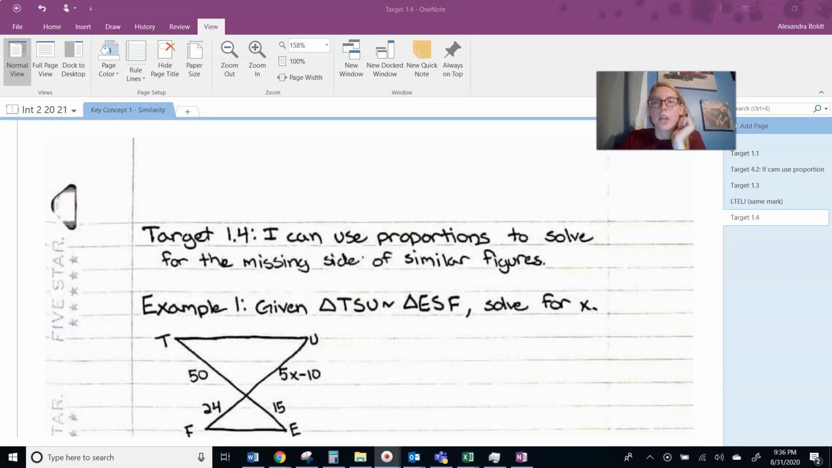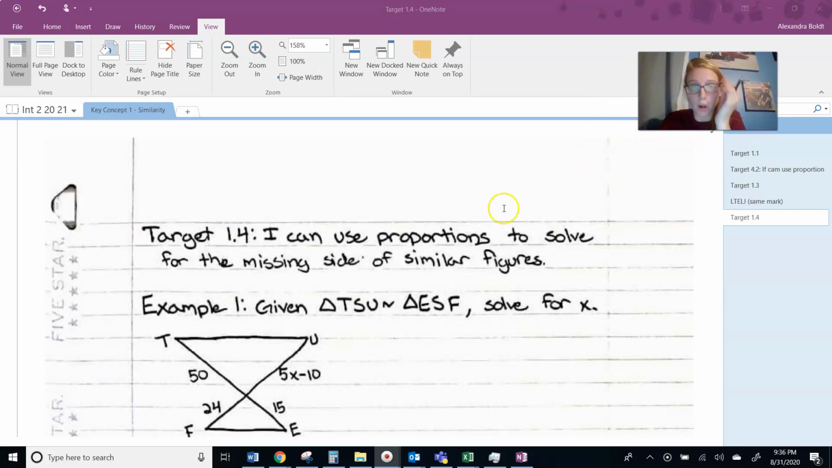Hey guys, we're going to look at our target 1.4, and here we're going to use proportions to solve for the missing side of similar figures. So just looking at 1.3, we were given two figures and we would be given all of the lengths and told to find out if they're similar. Now we're just doing the opposite. We're going to be told they're similar and we're going to find out what some of those lengths are. Okay? So let's look at an example.